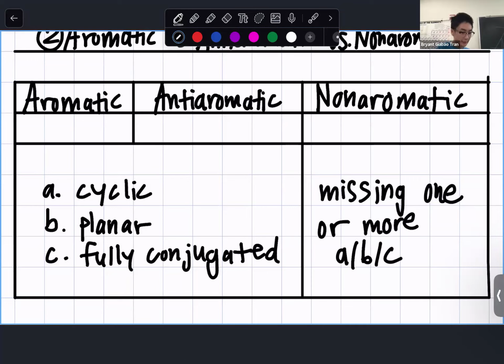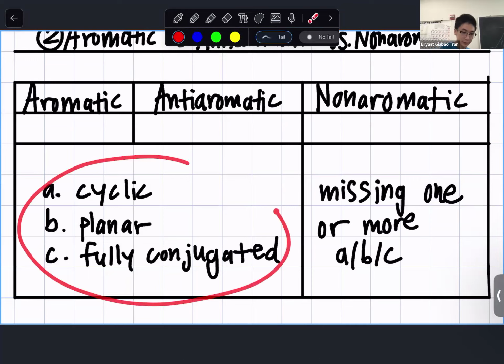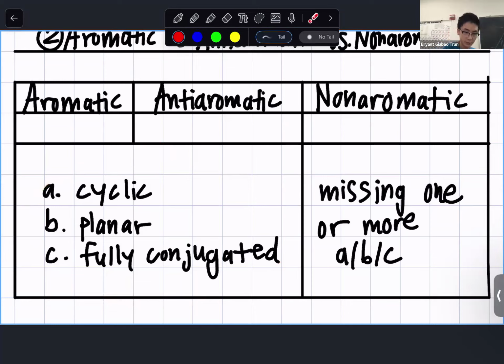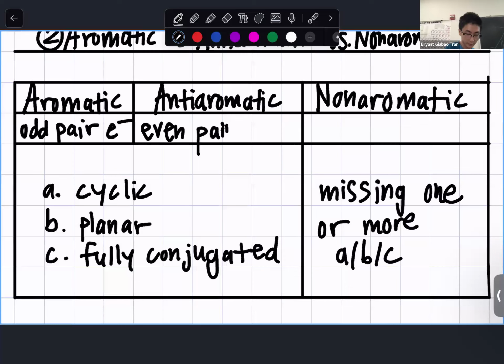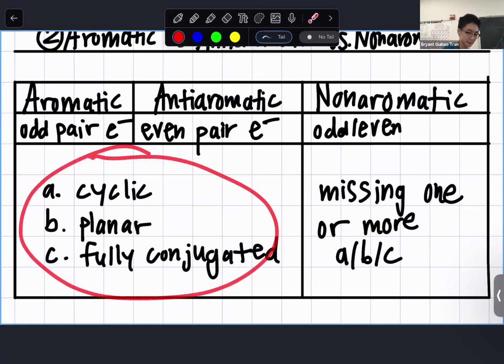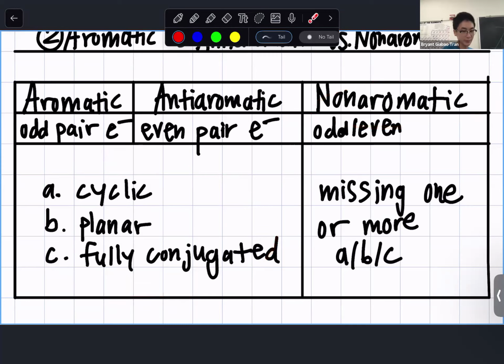So in aromatic and anti-aromatic, if you have all of these three conditions, to differentiate the two, aromatic will have an odd number of pairs of electrons in the ring. Anti-aromatic will have an even number of pairs of electrons in the ring. Non-aromatic, it doesn't matter. It could be odd or even, because as long as you are missing one of these conditions, it is automatically non-aromatic. It doesn't matter how many electrons you have.